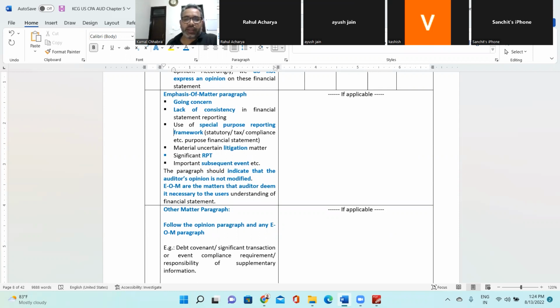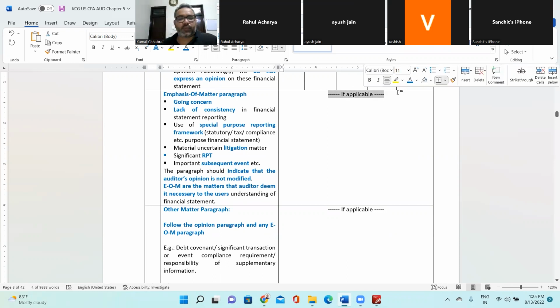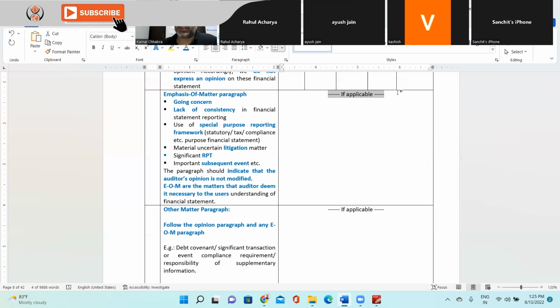The paragraph should indicate that the auditor's opinion is not modified. Keep in mind, the auditor's opinion is not modified. Emphasis of matter paragraphs are matters that the auditor deems necessary for the user to better understand the financial statement. Right? So wherever it is applicable, whether it's for an unmodified opinion, modified opinion, adverse opinion, or disclaimer of opinion, you will be mentioning that emphasis of matter paragraph. Make sense? Yes, sir.